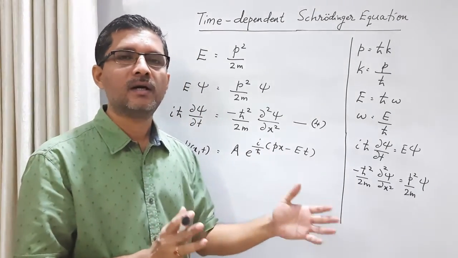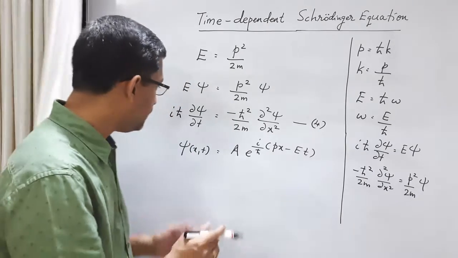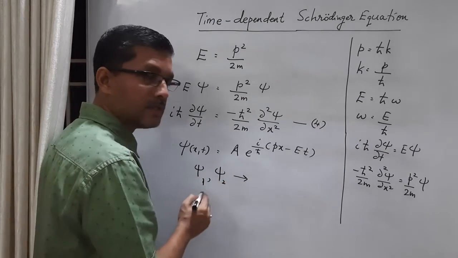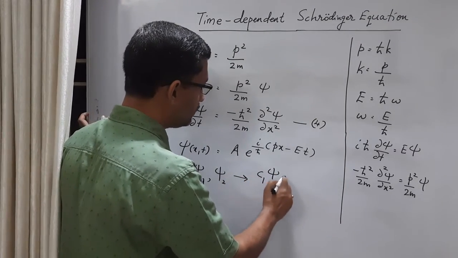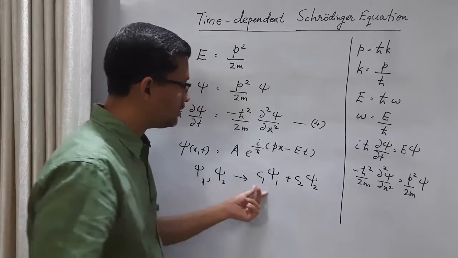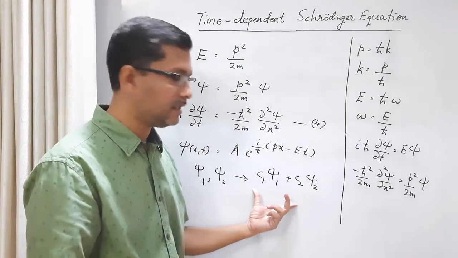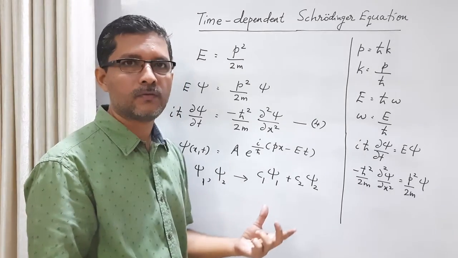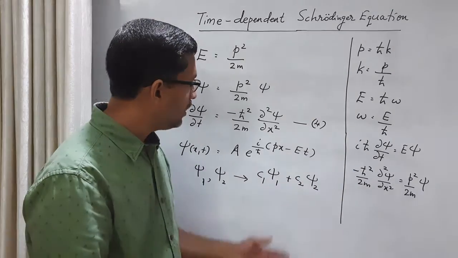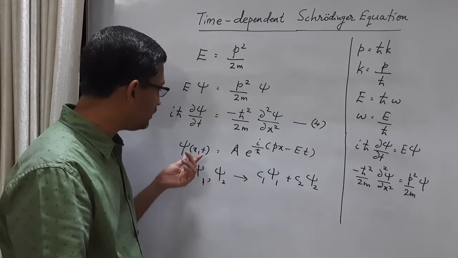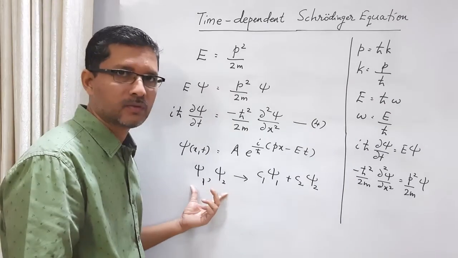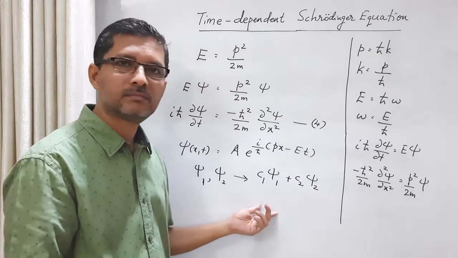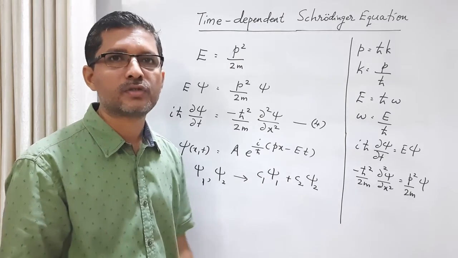If a differential equation is both homogeneous and linear, then if psi 1 and psi 2 are two solutions of this equation, then any linear combination of these two solutions, where C1 and C2 are constants, can be any constant plus or minus, will also be a solution of a linear homogeneous differential equation. What does it mean? It means that if psi 1 and psi 2 are two plane wave solutions of the Schrodinger equation, then a linear combination of these plane wave solutions will also be a solution of the Schrodinger equation.